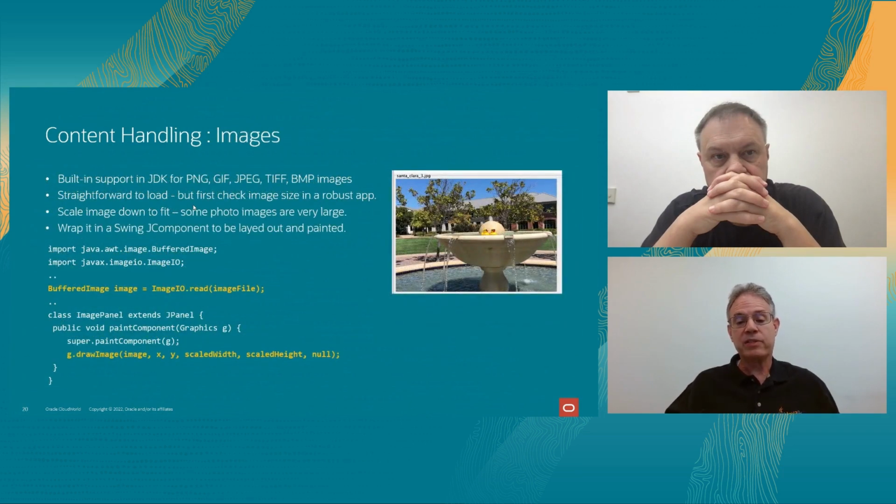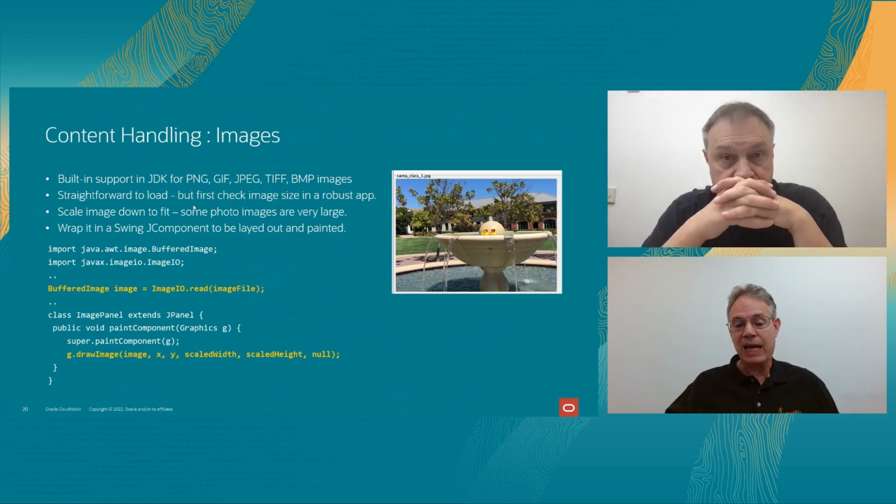Similarly for images, Java 2D has built-in image loaders for a variety of different image formats. You can load them in and then scale them down to fit in whatever area that you need. And so in our example, when handling the image attachment, in this case a JPEG, we just call ImageIO.read and get the image. And then in the paint method of the image panel, which is also a J component, we end up drawing that image using the scaled width and height that we want to render it.